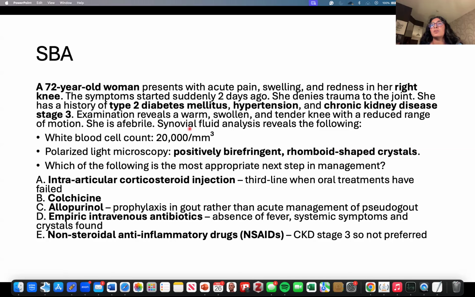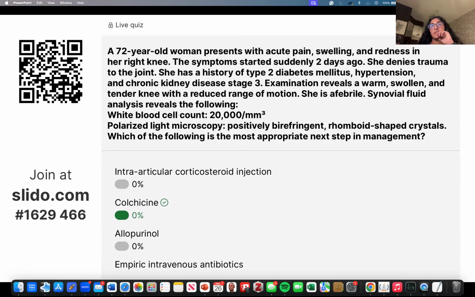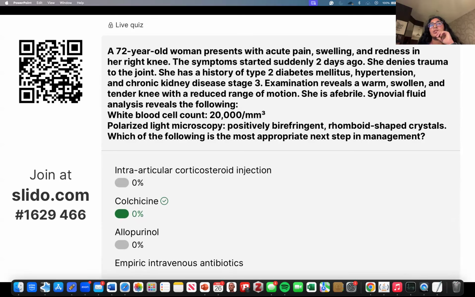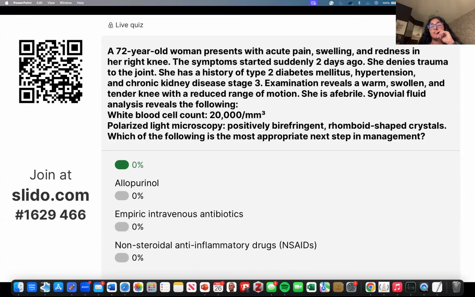So again, person with CKD, so what are we thinking we should do? I know it says the answer, but can you explain why maybe? And we've also found out that she's got white blood cells in her synovial fluid. So it is pseudo-gout.